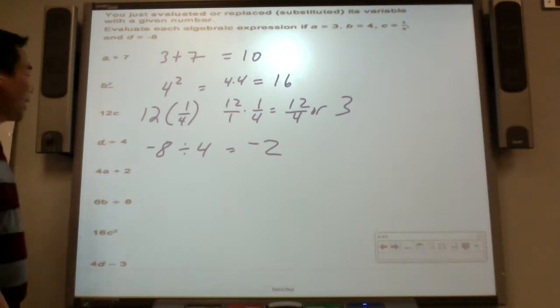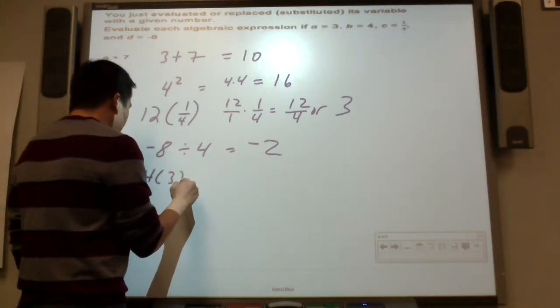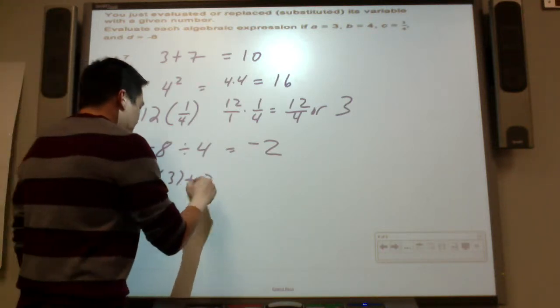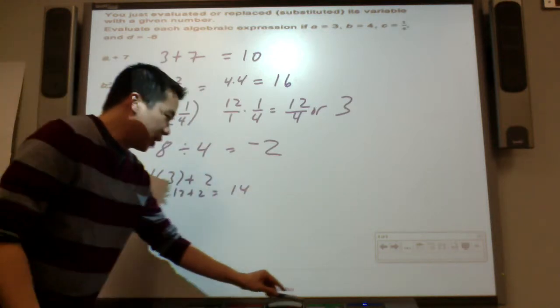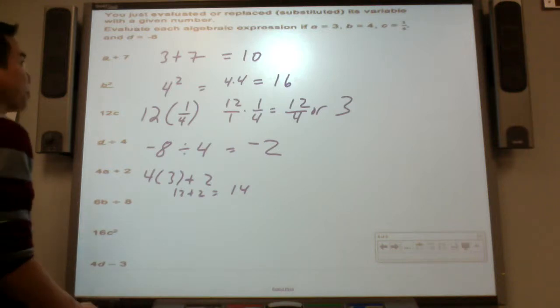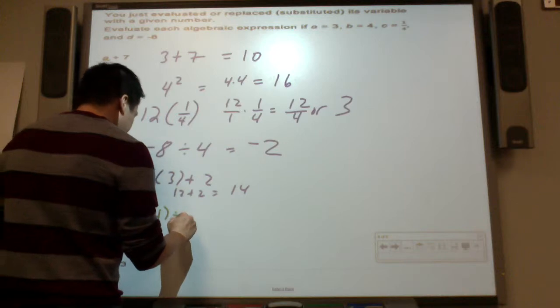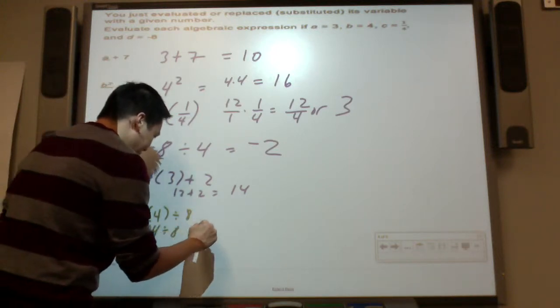Next one, 4a plus 2. If I evaluate the a with a 3, 4 groups of 3 is 12, plus 2 is 14. Let me use a different pen color. Next one, 6b divided by 8. If we replace the b with a 4, what's 6 groups of 4? 24. 24 divided by 8 is 3.